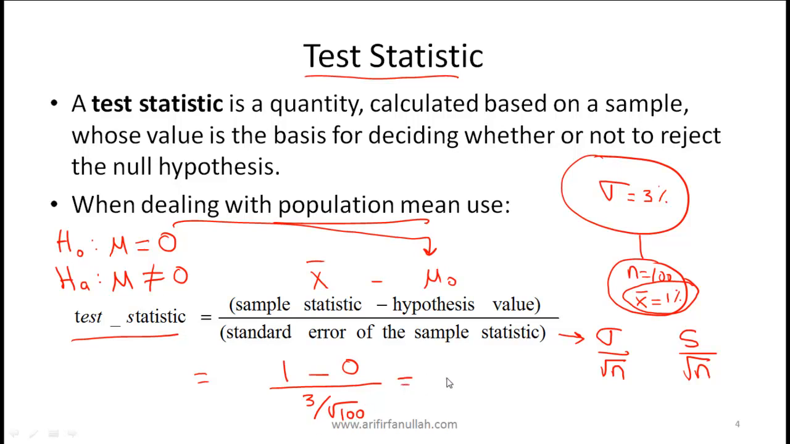So our sample statistic is 1 divided by 0.3, which is equal to, let's do this very quickly, 1 divided by 0.3 is equal to 3.33. So that is our test statistic.